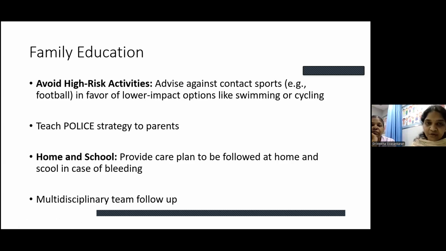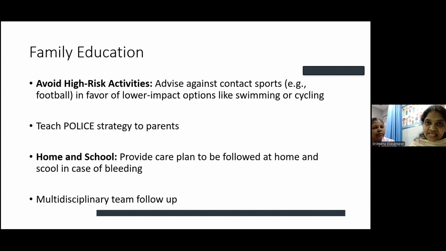Whenever we come across a child with a bleeding disorder, what is the type of bleed the child comes to us with? First, we need to see if there is a skin and mucosal bleed, which indicates a defect in primary hemostasis. So we have to think whether we need to give the antifibrinolytic alone for a mild bleed, or we need to consider platelet transfusions for significant bleeding.